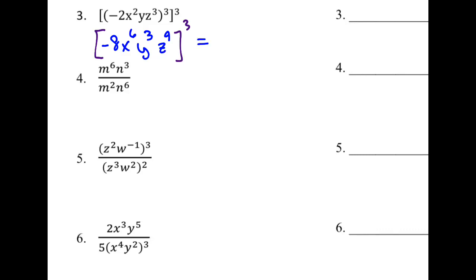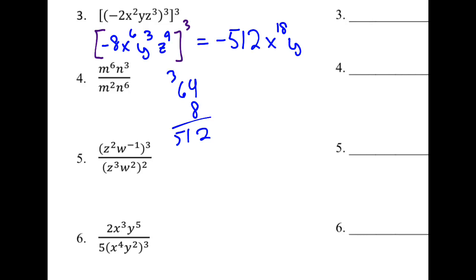So we've got negative 8 cubed. So that's, what is that, 64 times 8. Okay, so that's going to be negative 512. And then x to the 6th cubed is going to be x to the 18th. And y to the 9th. And z to the 27th.